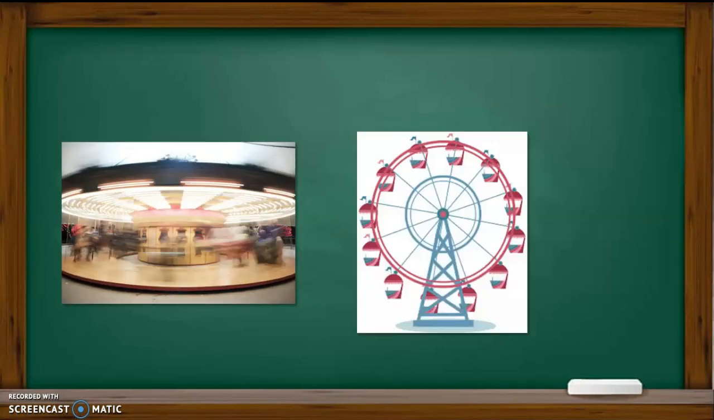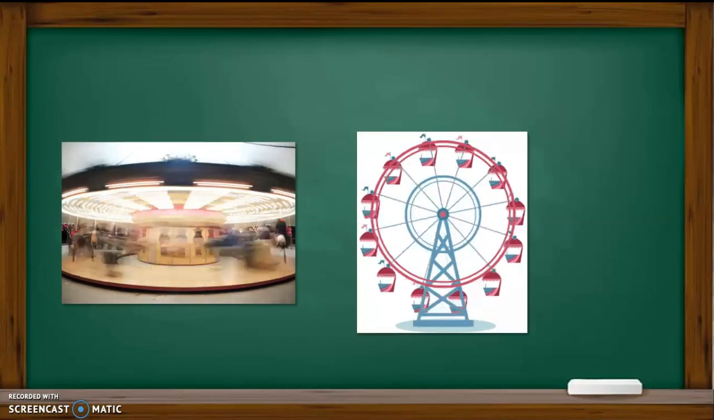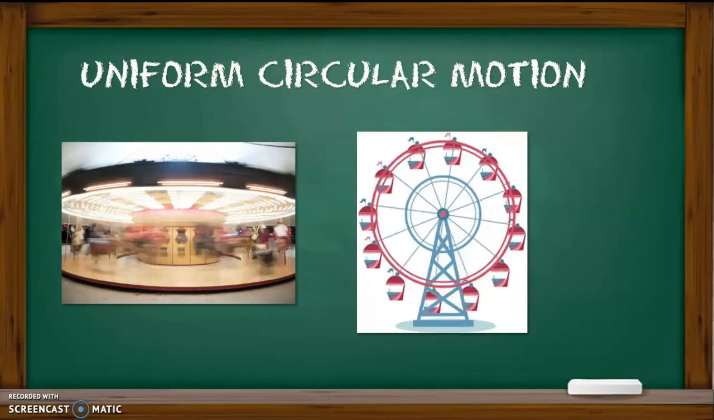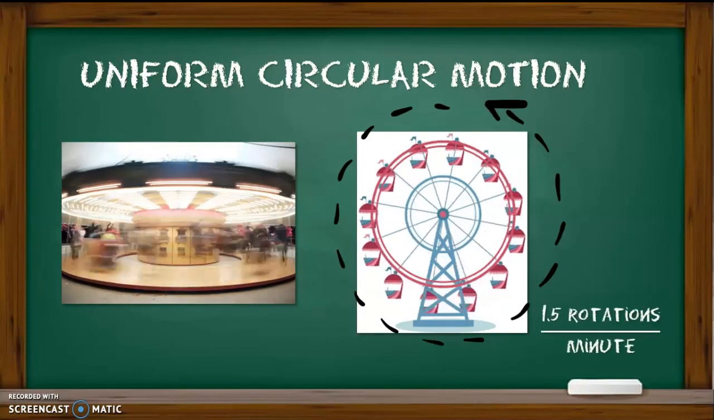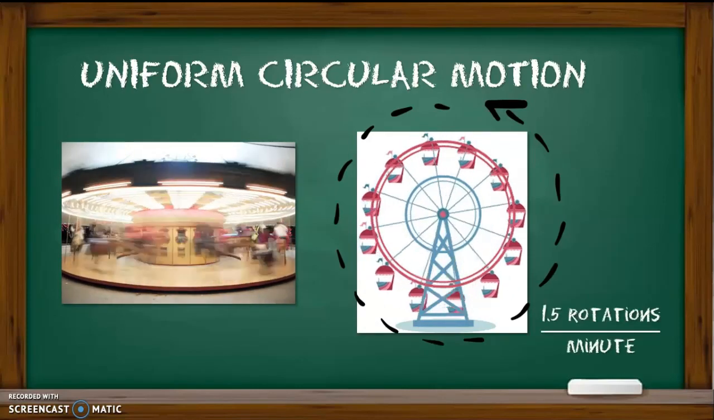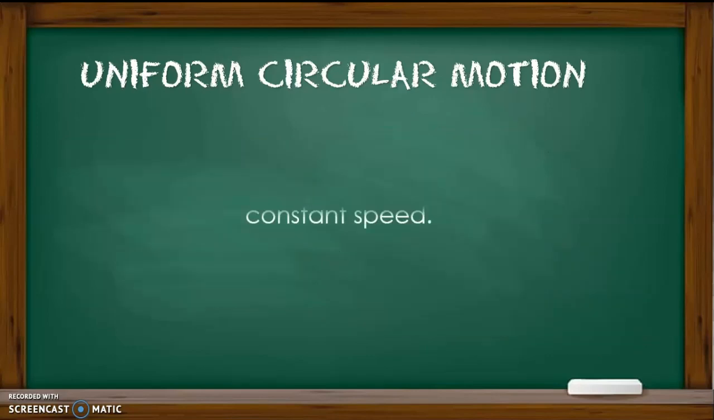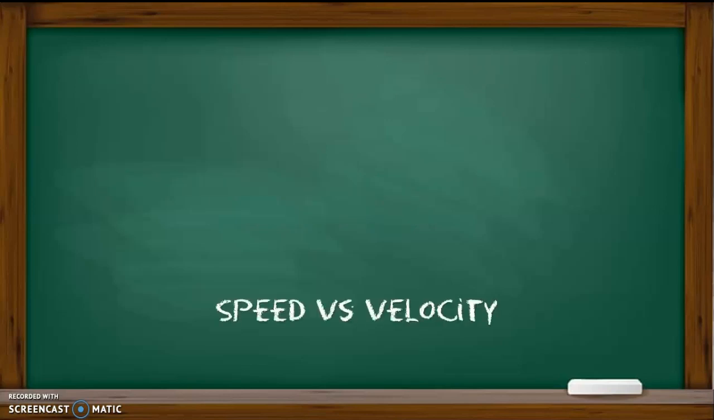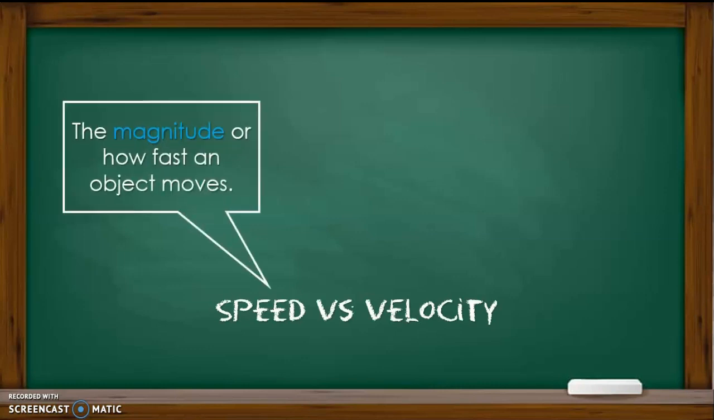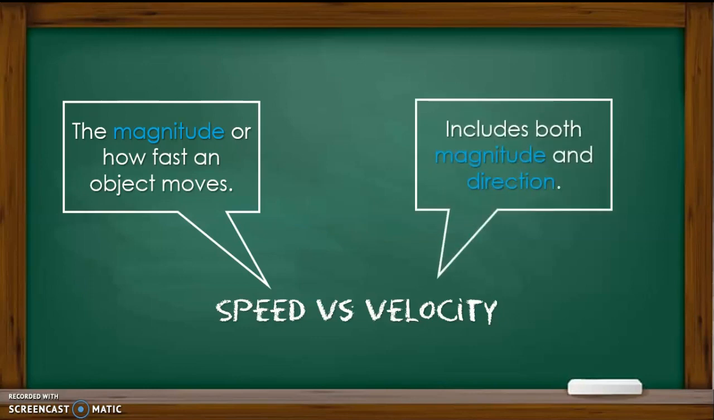A child riding on a carousel, you riding on a Ferris wheel, both are examples of uniform circular motion. When the carousel or Ferris wheel reaches a constant rate of rotation, the rider moves in a circle at a constant speed. In physics, this is called uniform circular motion. Developing an understanding of uniform circular motion requires you to recall the distinction between speed and velocity. Speed is the magnitude, or how fast an object moves, while velocity includes both magnitude and direction.